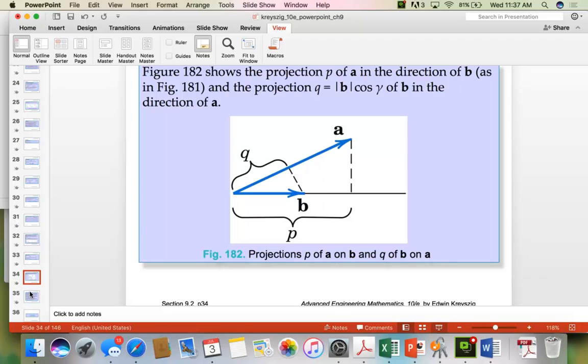And here's an illustration of that. And so A will project onto B, but B will also project onto A, and just depending on which one you're interested in, in this case, if you wanted the projection of B onto A, then you would take the magnitude of B times the cosine of gamma.